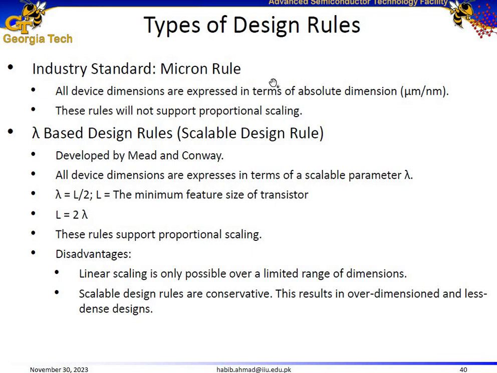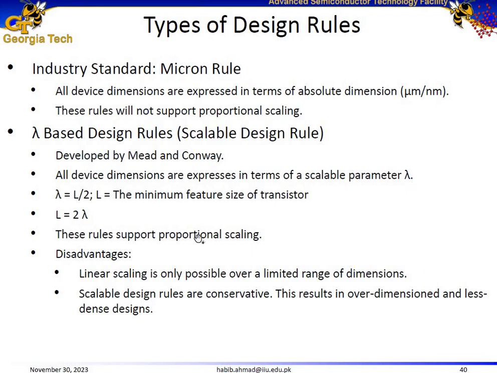There are two types of design rules primarily. The first one is industry standard, or we can call it micron rule. In this, all the device dimensions are mentioned in terms of absolute dimensions, like in micrometers or in nanometers. The second one is scalable design rule. In scalable design rule, it's based on lambda. It's developed by Mead and Conway, and in this, all the device dimensions are expressed in terms of a scalable parameter, which is called lambda.